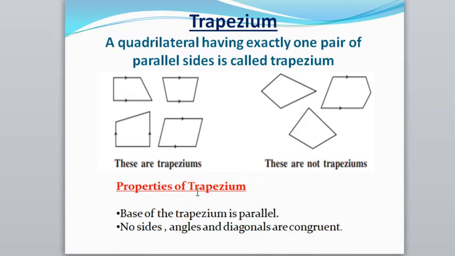Now, what are the properties of a trapezium? The first property is that the bases of a trapezium are parallel. To consider whether the given figure is a trapezium or not, we have to check that its bases are parallel. Then, no sides, angles or diagonals are congruent. So always remember, in a trapezium the sides, angles and diagonals are not congruent.